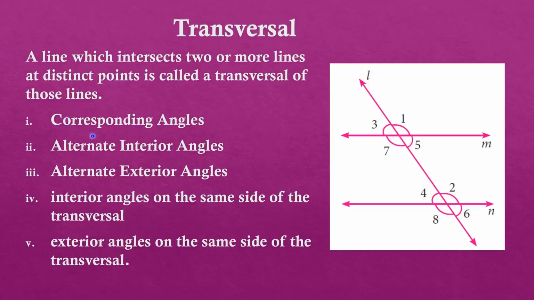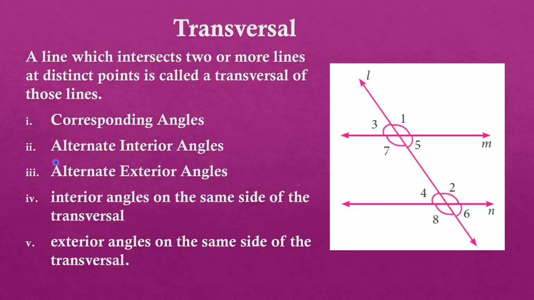That is, first one is corresponding angles. Corresponding angles means here the angles 1 and 2 are called corresponding angles. Like this, 3 and 4 are also corresponding angles, 5 and 6 are also corresponding angles, 7 and 8 are also corresponding angles.